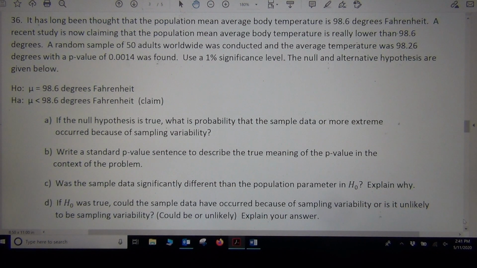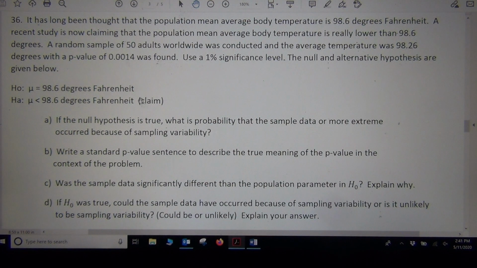So let's read the first question. If the null hypothesis was true, what is the probability that the sample data or more extreme occurred because of sampling variability? That should sound very familiar to you. The probability that the sample data are more extreme because of sampling variability is the definition of p-value. So question A is really just a tricky way of asking you what's the p-value, but seeing if you really know what the p-value stands for.